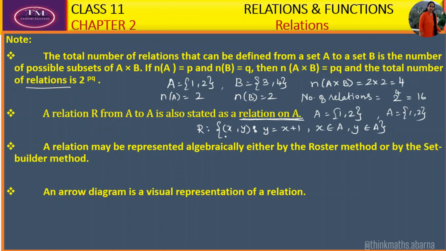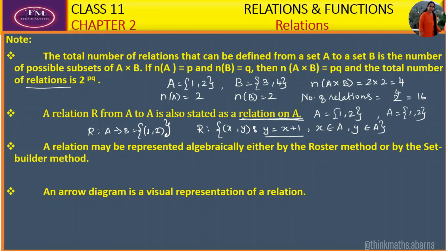So what will it be? This relation from A to A will be, if you take an element from A, it is 1, so 1 plus 1 is 2. So it is 2. If you take 2, 2 plus 1 is 3. It is not in A. So the only element of the relation is (1, 2). So this is the answer for the relation from A to A, because in A we have 1, 2. So the relation is y is equal to x plus 1.